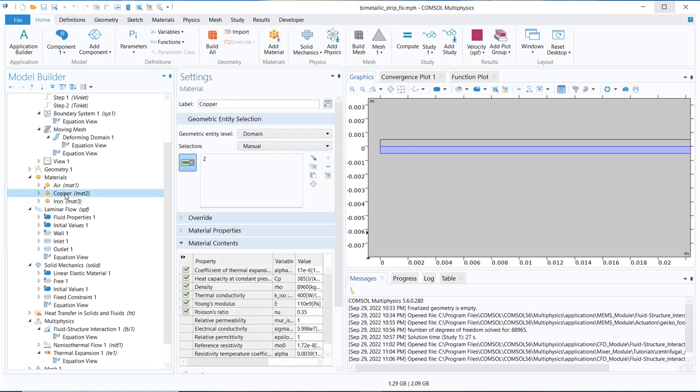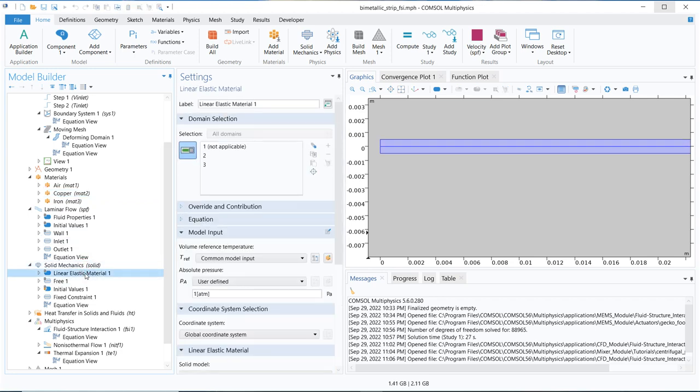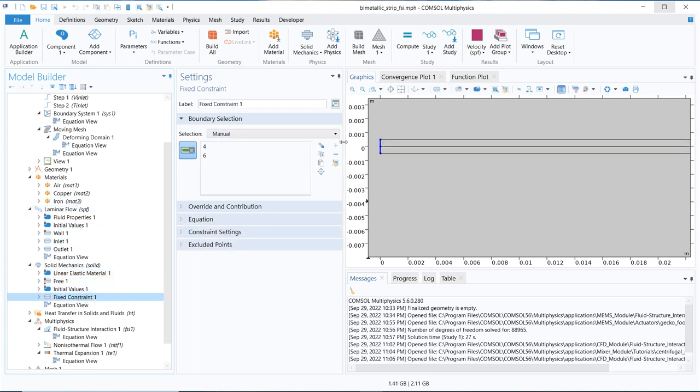So in our school level, we have studied that those two metals have different thermal expansion coefficients. So because of non-uniform expansion, there will be a kind of bending stress which will be acting, and that bending stress will cause bending of the strip. So in solid mechanics, if you see, we have taken a linear elastic material. Metals are obviously elastic, they have elastic properties, and there is a fixed constraint.